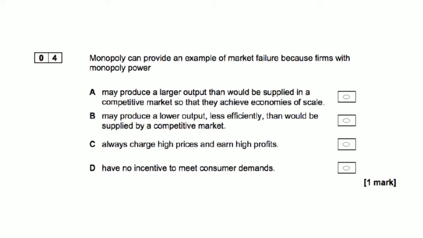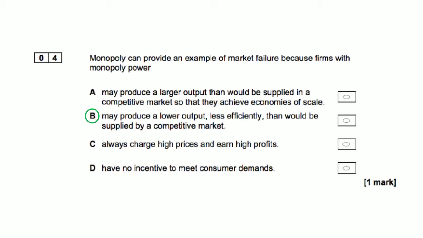For example, if we look at option C, it says that monopoly would always charge high prices and earn high profits. But they don't have to do that. They could choose to keep the price fairly low and just have normal profits. And for this reason, C is wrong. Option B is may produce a lower output less efficiently than would be supplied by a competitive market. And this is correct. This is because the monopoly may choose to restrict output, and this would cause the price to increase, and this may increase profit for this firm.